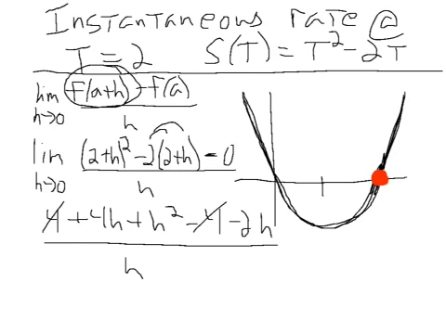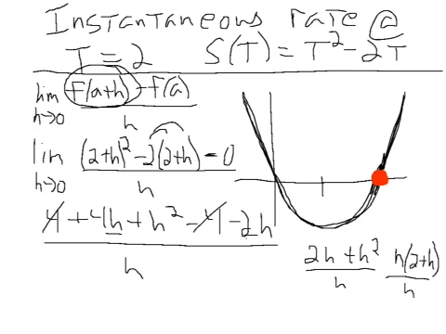Now let's cancel off some stuff. That 4 and that negative 4 are gone. 4h and negative 2h are like terms, so we're going to put those together. So I've got 2h plus h squared all over h. If I tried substituting in 0 right now for h, I'd still get an indeterminate form, 0 over 0. So I'm going to factor out an h here, over h, and now I can cancel nicely without breaking any algebraic rules.